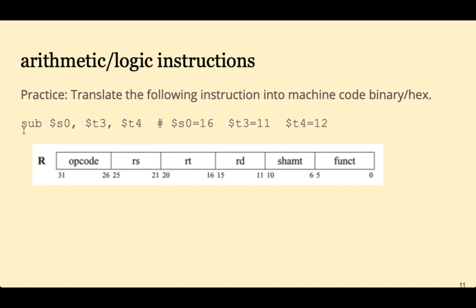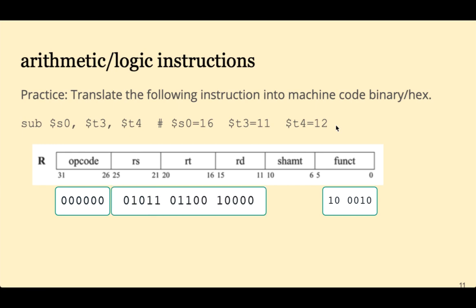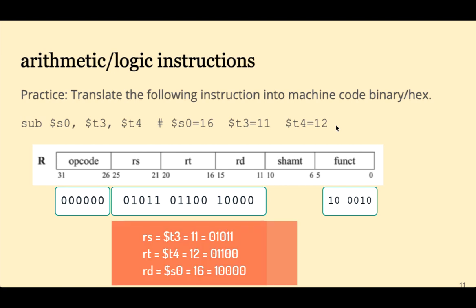So our instruction is sub S0, T3, T4. Just for reference, I've written the numbers of the registers here on the right. First, we pick off the opcode and the function code. The opcode is 0, and we need to fill 6 bits with that. The function code is 22 in hex, so we write 22 hex in 6 bits of binary. Next, we fill in the 5 bits for the registers, and we fill in the shift amount with 5 zeros.